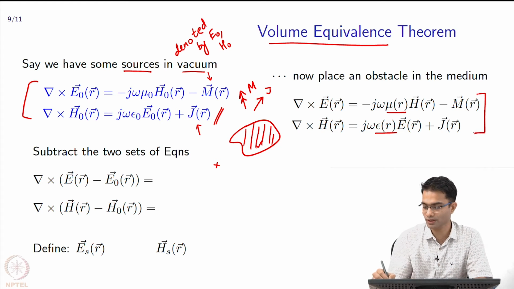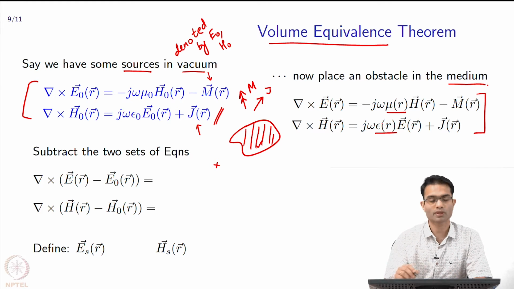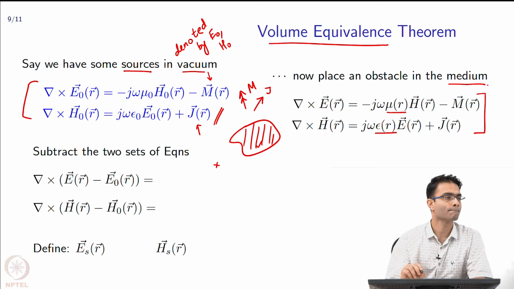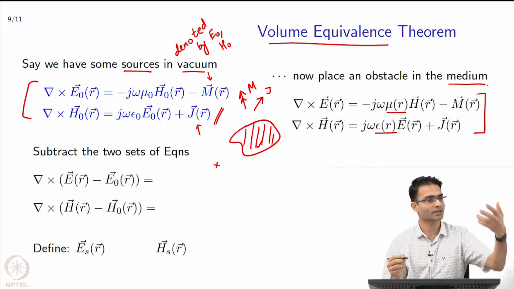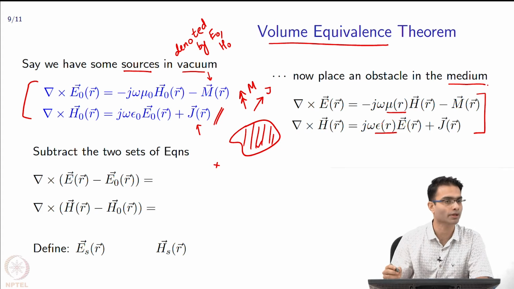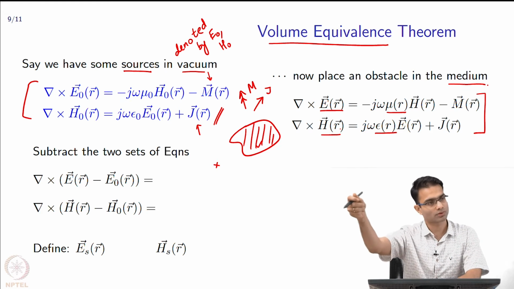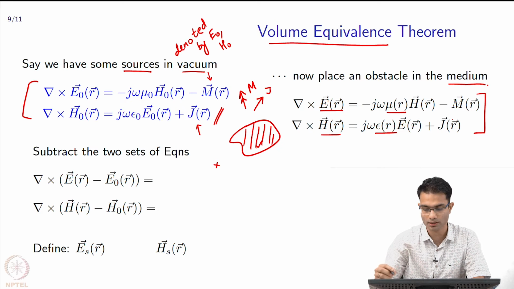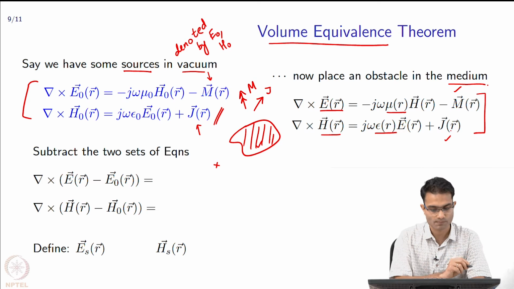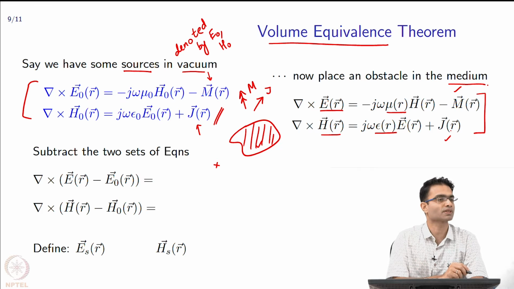These equations are now written in the presence of a medium. Apart from epsilon and mu, what is the other change that has happened? Do you notice any other change between these two sets of equations? E has changed, obviously. Once I introduce an object, that object is going to scatter the fields. So the fields will no longer be E naught, H naught; now the fields become E and H. Will the currents change? The current sources will remain the same. I have kept my transmitter standing out there, so M and J are the same as before. This is the situation that we have.